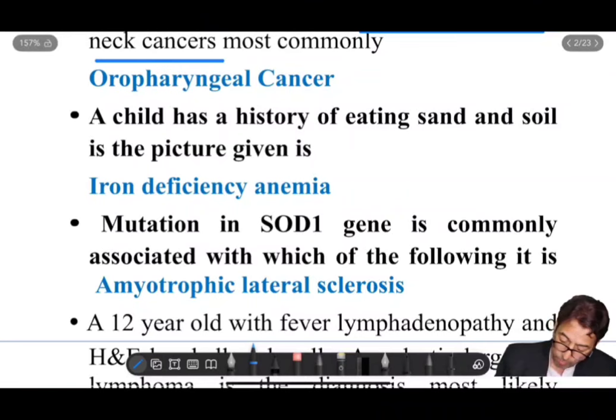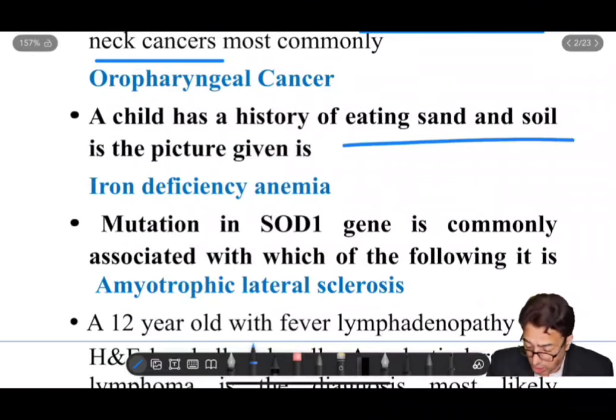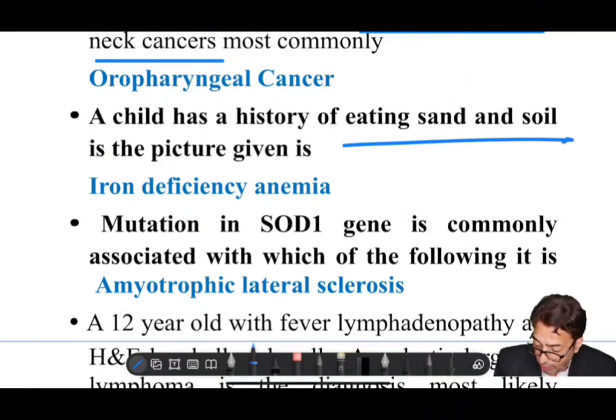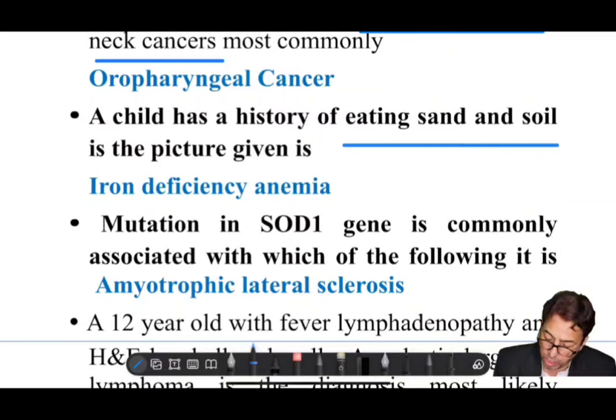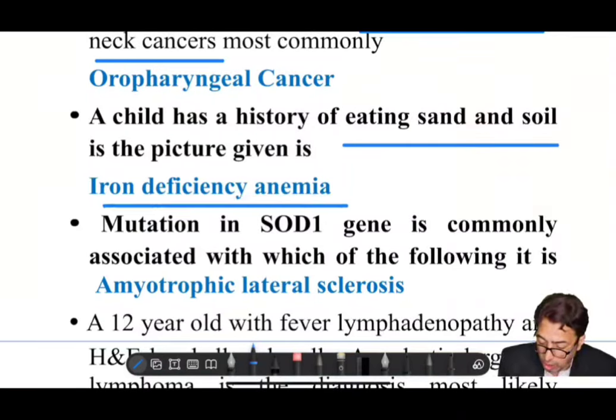That's important. Now, a child has a history of eating sand and soil, which is not a common feature nowadays. And this is particularly in suburban and malnourished children. They eat soil and sand, and the blood film is given, which shows microcytic hypochromic anemia. And basically, this is called pica.